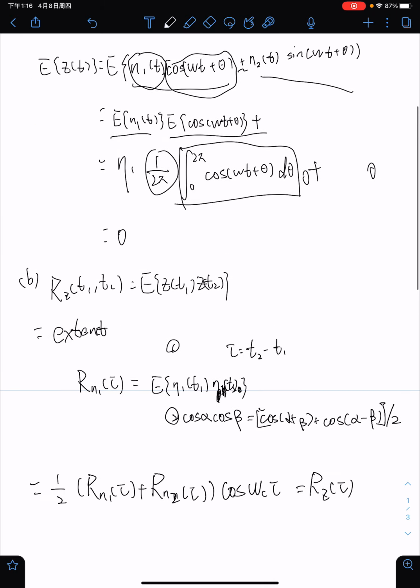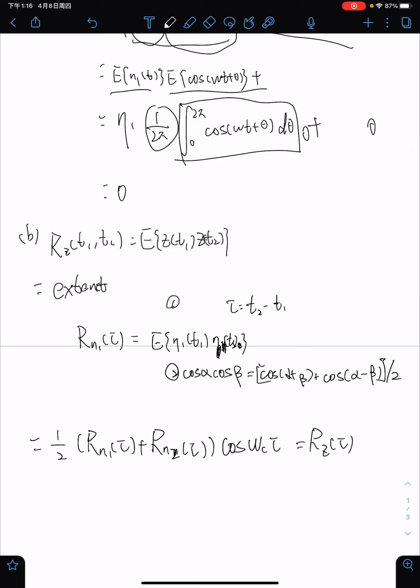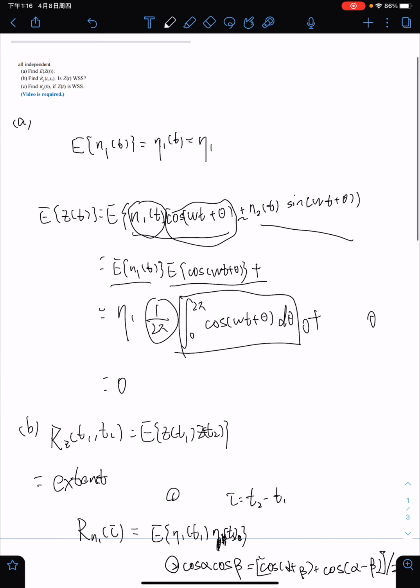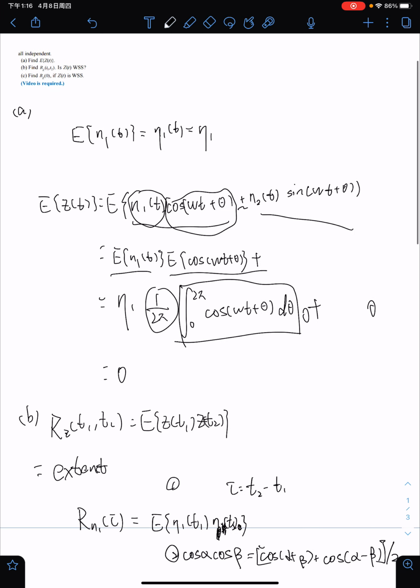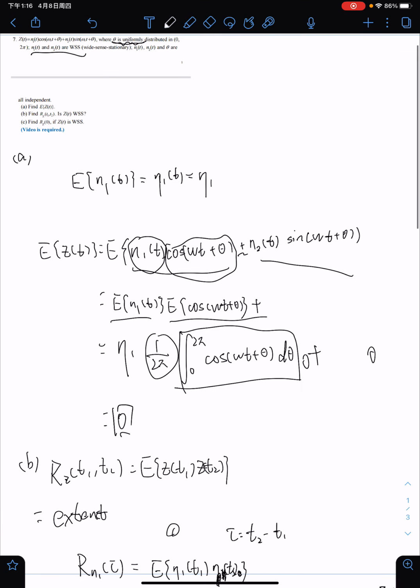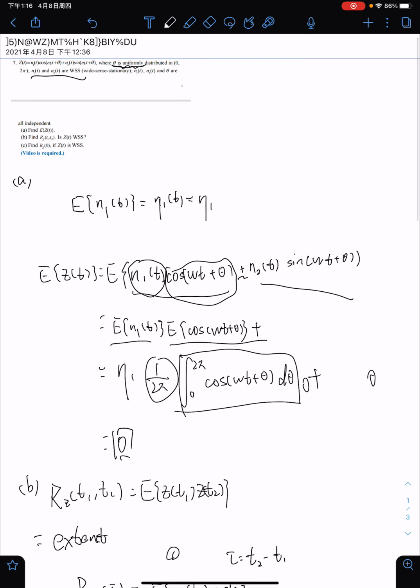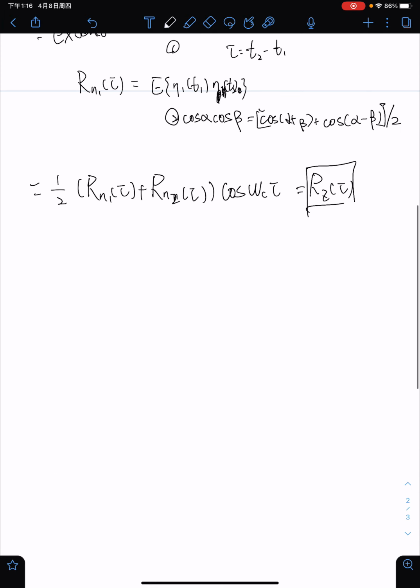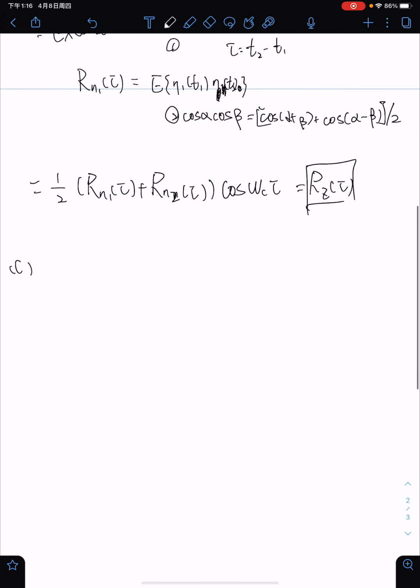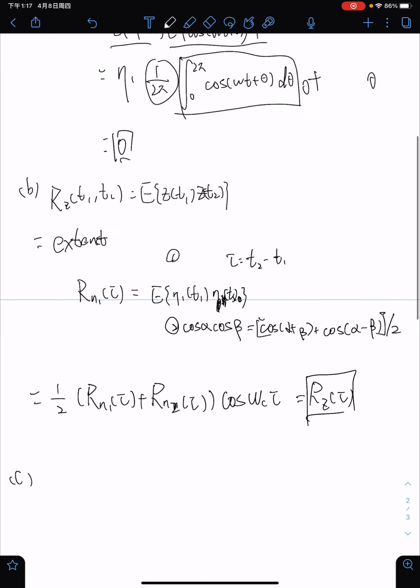First, we know it can be written in this way, and then its expected value is constant, so it's wide sense stationary.